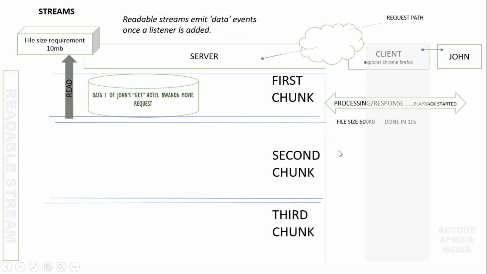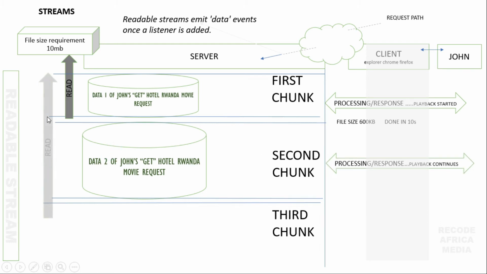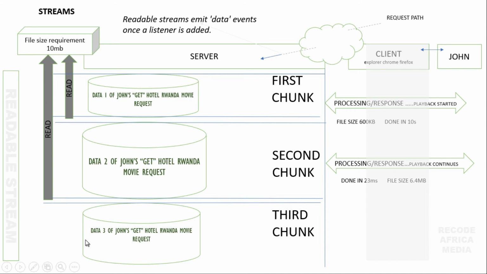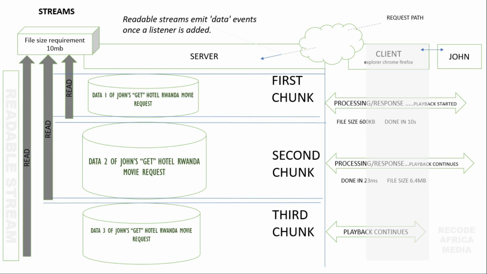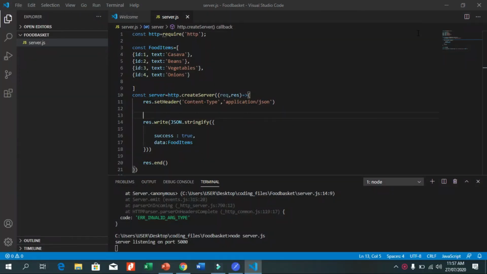Now, the second chunk comes up, the second part of the data of the request, and you see it's read into memory, but meanwhile, this is already happening. And so the third, let's take for instance, there's a third chunk of data here, and it's read, playback continues. So with this, John is able to watch uninterrupted play. Now, back in VS Code, I would like to represent what I just explained in code.